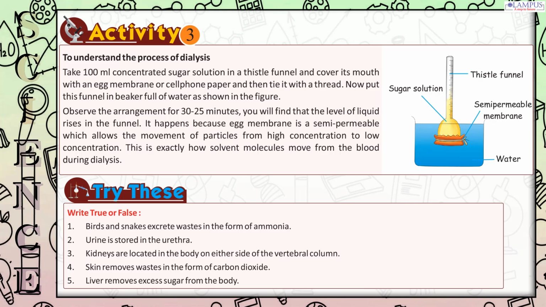Kidneys are located in the body on either side of the vertebral column. 4. Skin removes wastes in the form of carbon dioxide. 5. Liver removes excess sugar from the body.